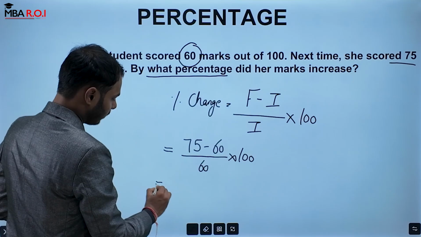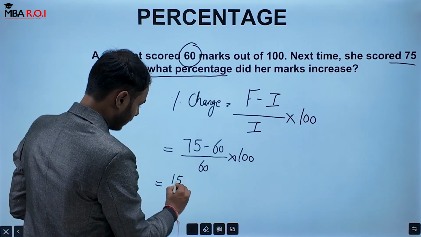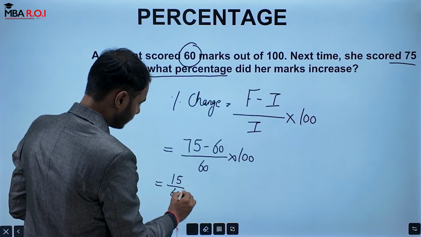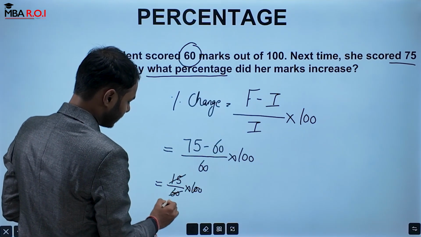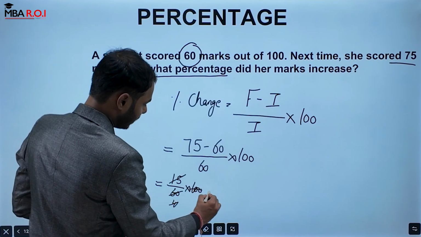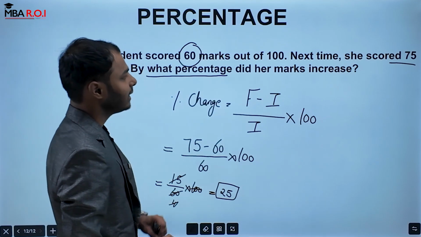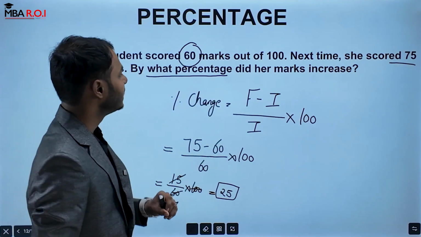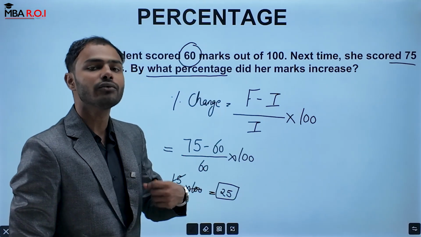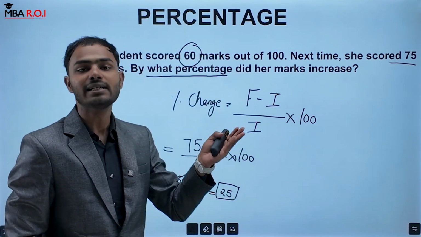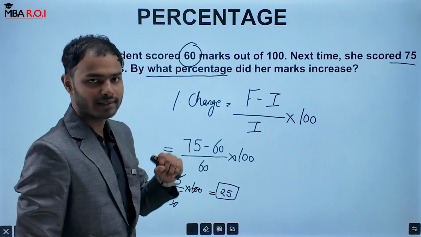So how can we solve this? 75 minus 60 will be 15, divided by 60, into 100. If you simplify this, this will be 4, and finally you will get your answer as 25. So what is the percentage change? The percentage change is 25%, or we can say the marks increased by 25%. I hope you also get this question.